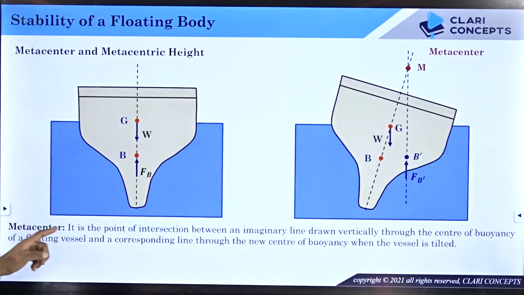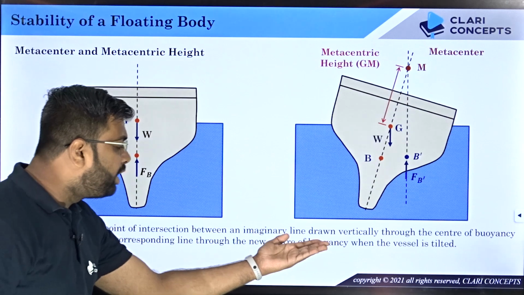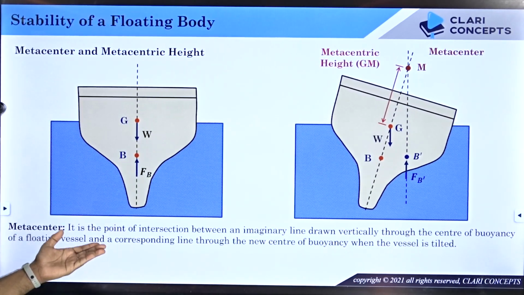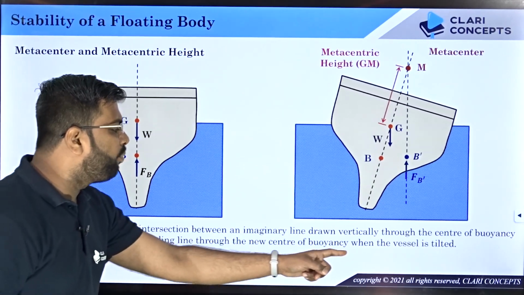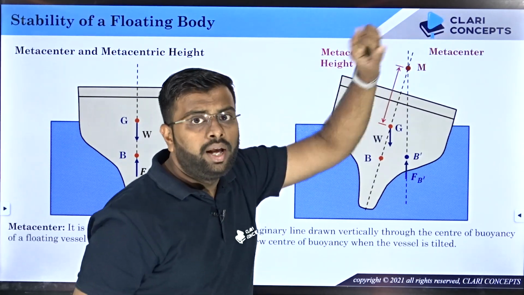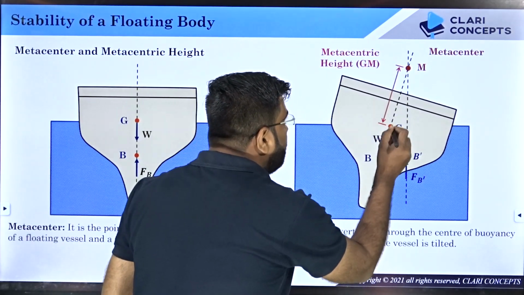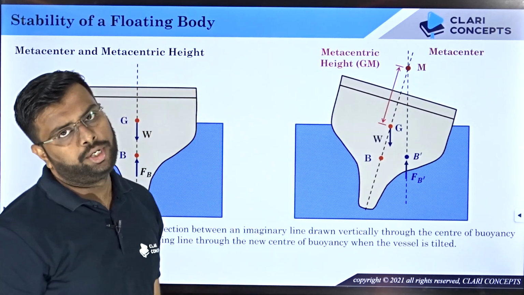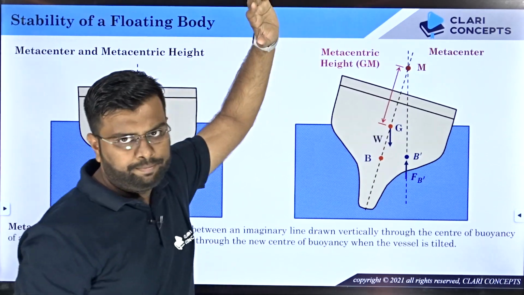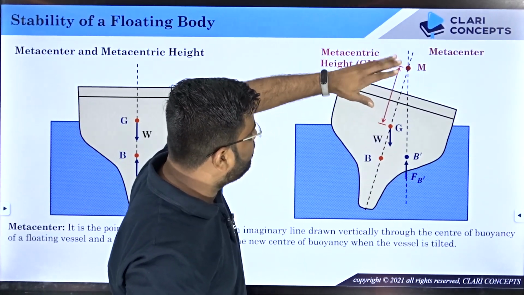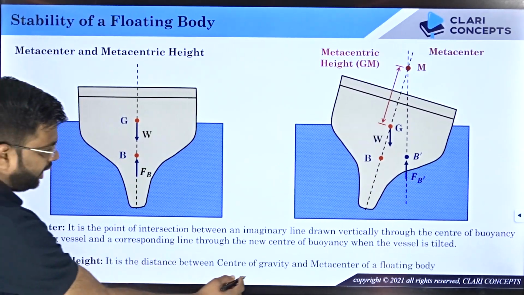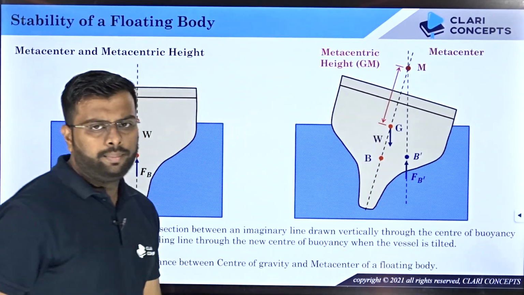So what is the metacenter? It is the point of intersection between an imaginary vertical line drawn through the center of the floating vessel and the corresponding line through the new center of buoyancy when the vessel is tilted. So this is old, this is new, and the intersection is called the metacenter. The distance between G and M is called the metacentric height, GM. The greater the distance between G and M, the greater the height, right? This metacentric height is mostly measured positive above G. So the metacentric height is the distance between the center of gravity and the metacenter of the floating body.